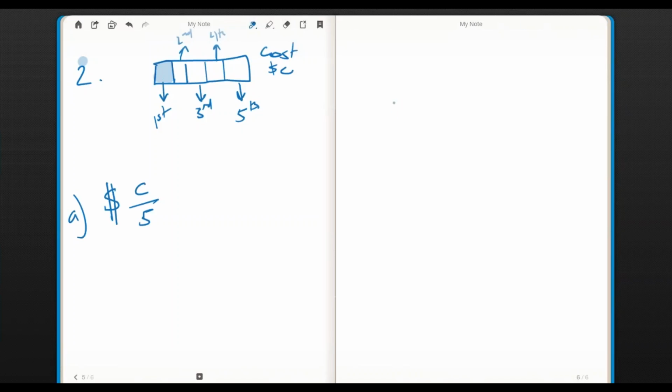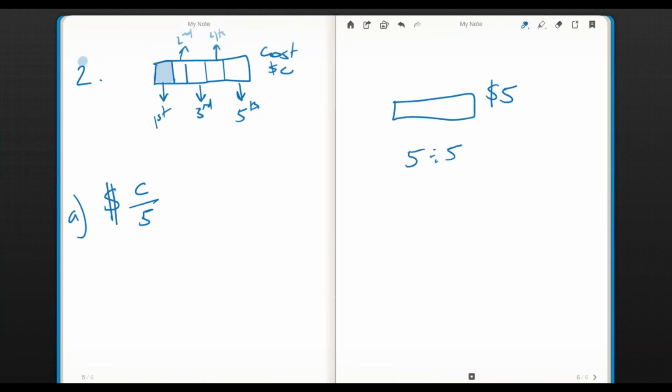Now, if that's not enough, ask your child, well, what if a boat cost $5 and you had to divide it among 5 people? What if the boat cost $20? You'd have to divide the boat cost among 5 people. And look, I forgot the dollar sign on that first answer, right?